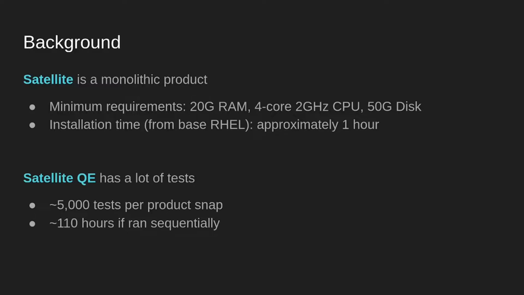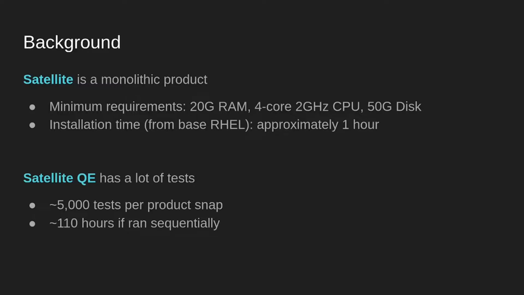Satellite is a monolithic product. It's comprised mainly of 4 upstream projects and has a number of dependencies based off of those. Our minimum system requirements to run Satellite are 20 gigs of RAM, a 4-core 2 GHz CPU, and a baseline 50 gig disk. Depending on what you're doing with Satellite, those minimum requirements can quickly grow. And because it's so monolithic, the installation time from base RHEL takes approximately 1 hour. Just running the installer with minimal changes takes around 15 minutes by itself.